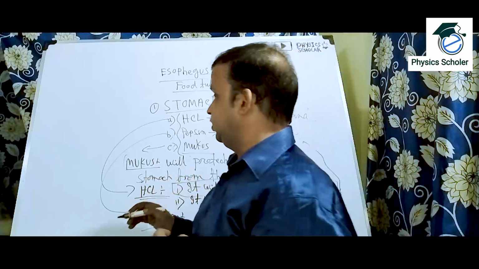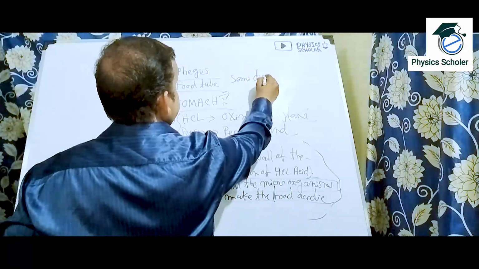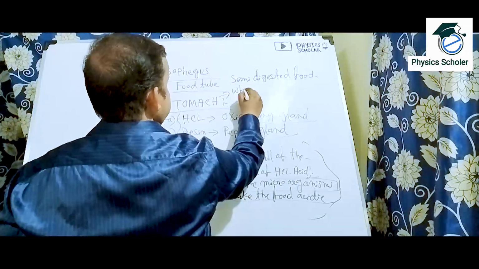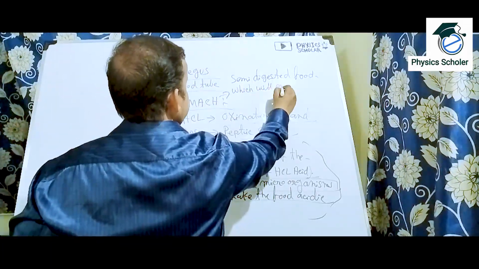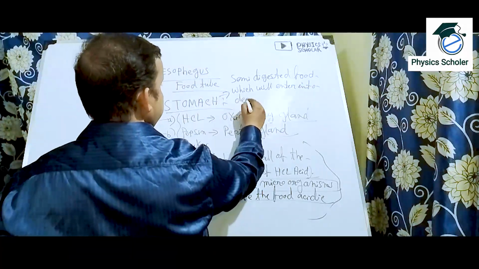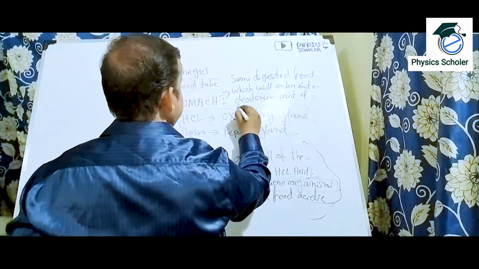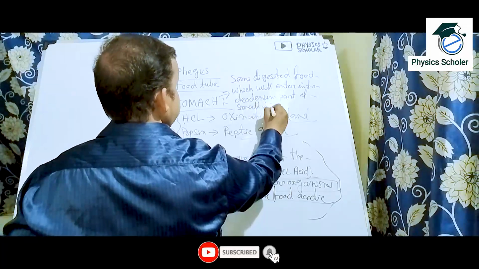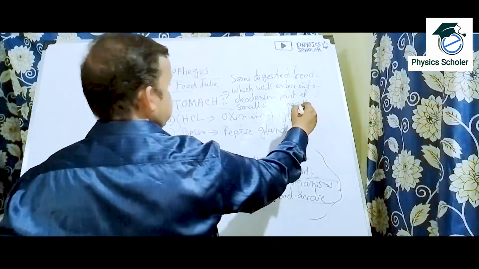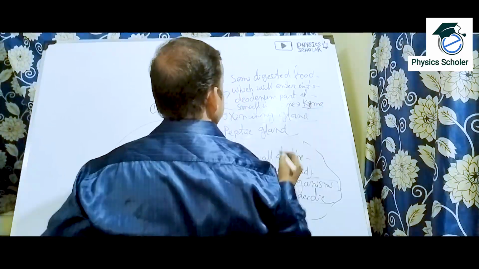Clear? The semi-digested food is not fully digested. This semi-digested food will enter into the duodenum, part of the small intestine. This is known as chyme.